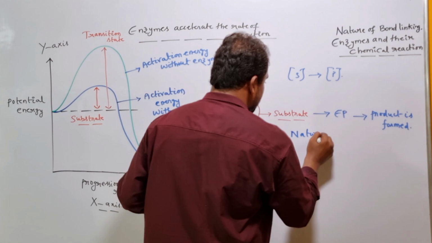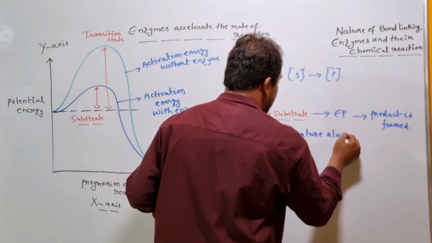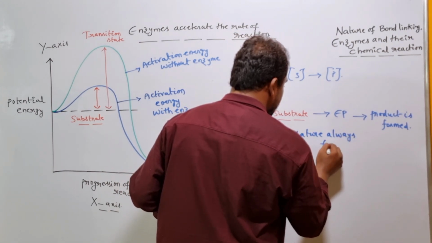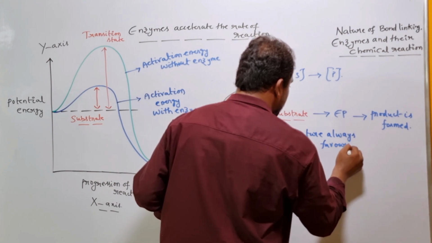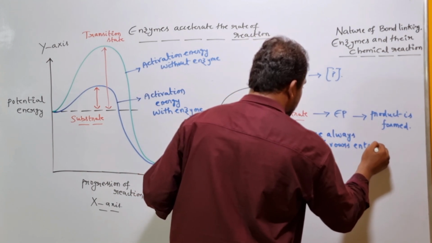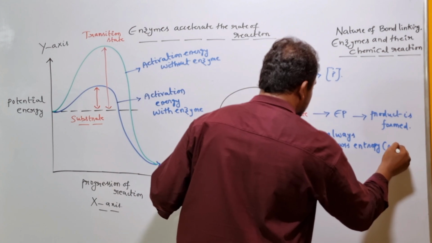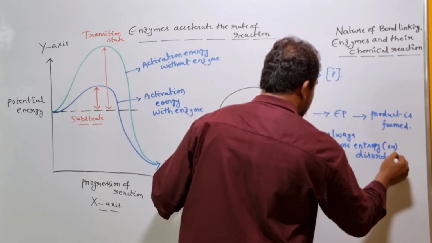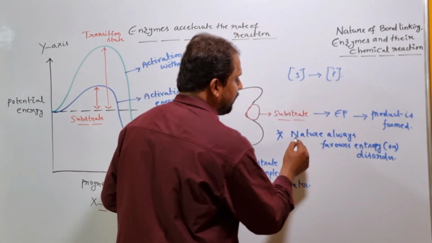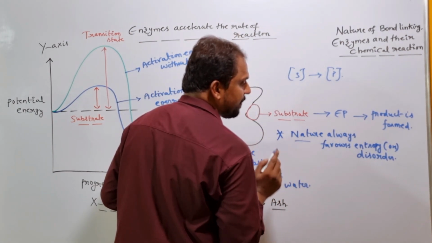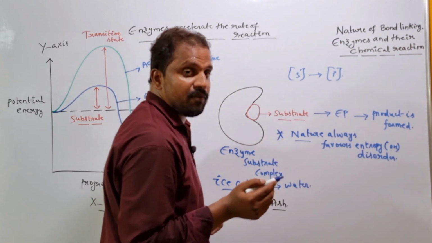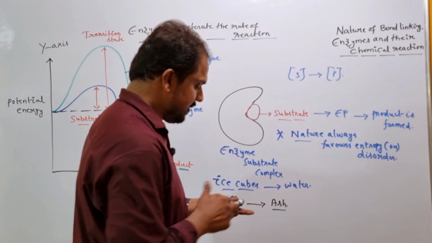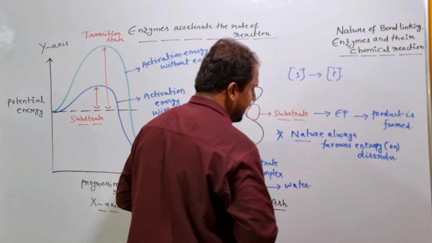Nature always favors entropy or disorder. So here, in order to understand why nature always favors only entropy or disorder, we can take advantage of one common example. Let us consider paper again.